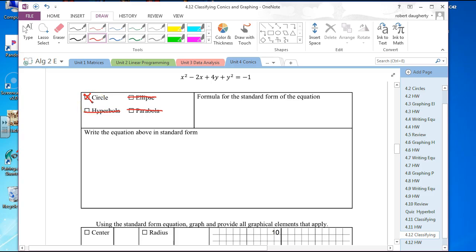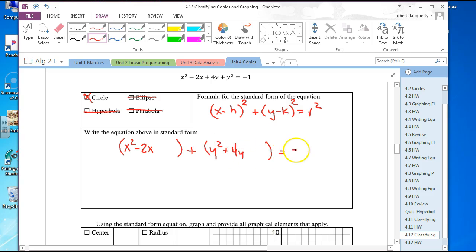So that informs me how I want it to look. I need it to look like (x minus h) squared plus (y minus k) squared equals r squared. So basically complete the square in x and y. To do that, I'll have x squared minus 2x plus y squared plus 4y equals negative 1. So what do I have to do to complete the square in x? Add 1 squared, and here I add 2 squared.